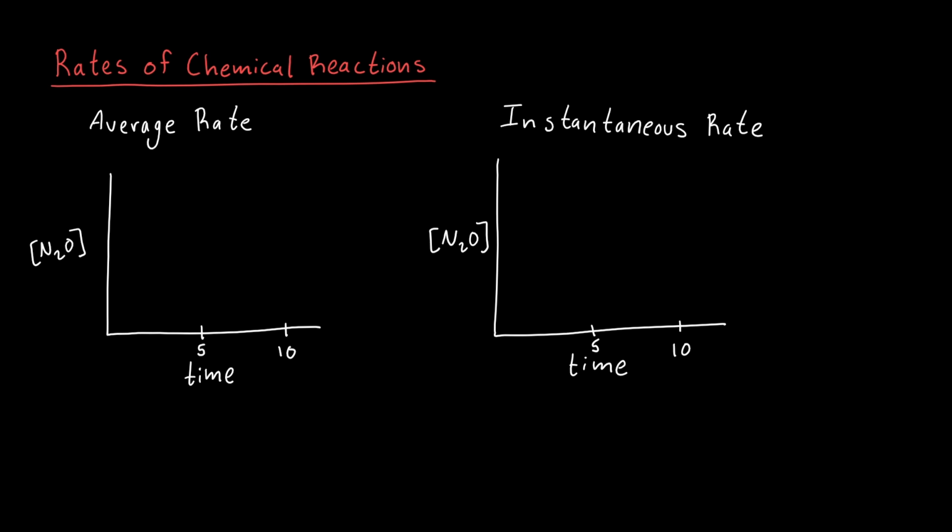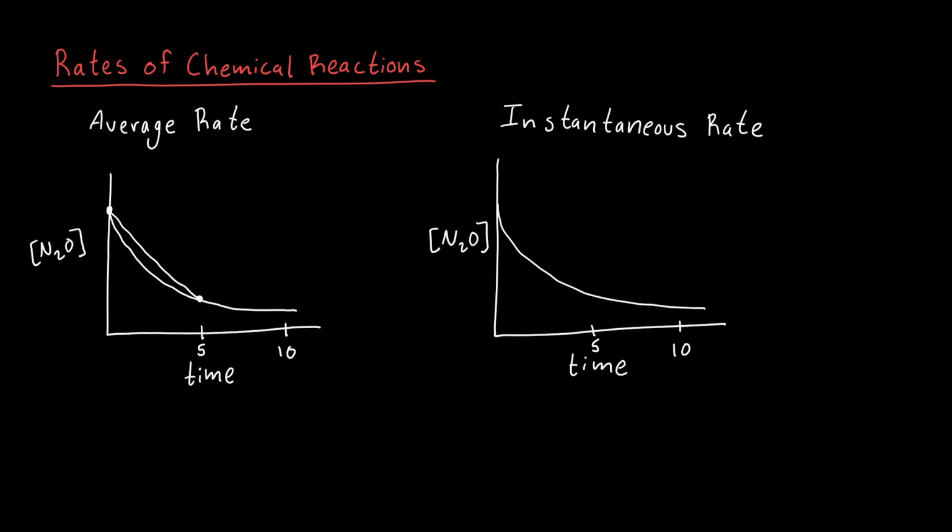Let's do a quick side note about average rate versus instantaneous rate. So if we're looking at our reactant, our concentration should be decreasing as time goes on. So if we're looking at our average rate, let's say from the time of 0 to 5, as we did in the last problem, the average rate is a line between those two times, and we're looking at the slope of this line.